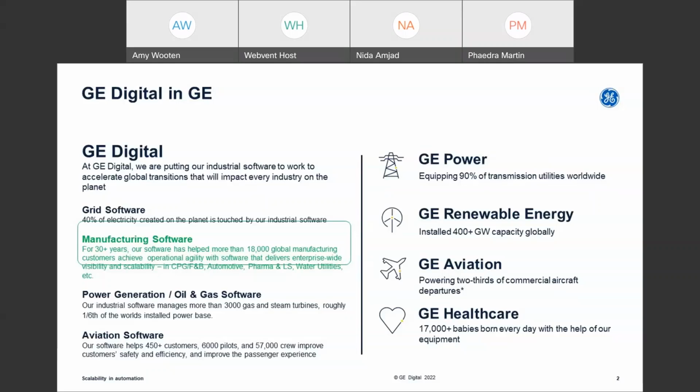So for us in the manufacturing side, which is the group that I'm a part of, we have over 18,000 global customers across a diverse set of industries. And our goal here is really to help our customers accelerate global transitions that will ultimately impact every industry on the planet. So with that, let's go ahead and dive in and get started with the presentation.